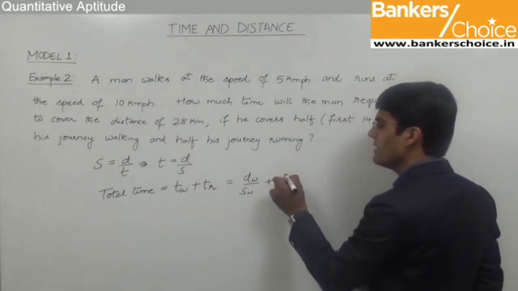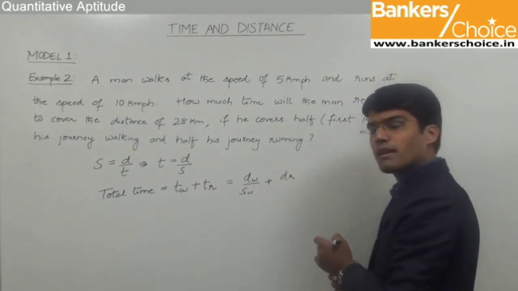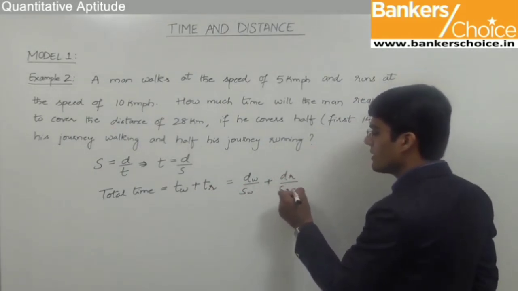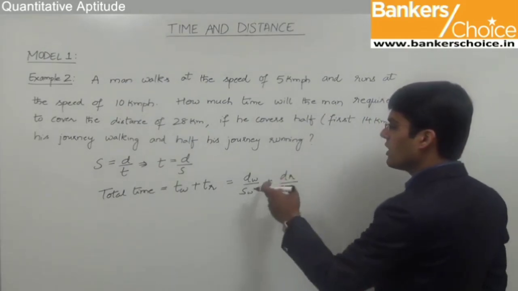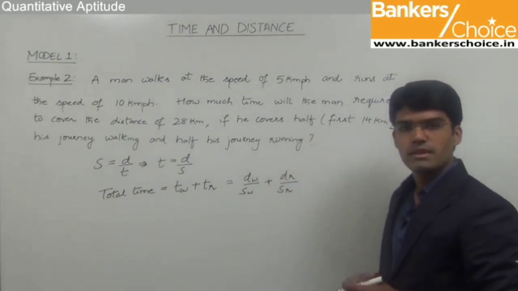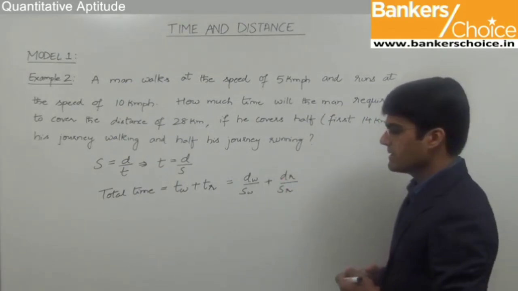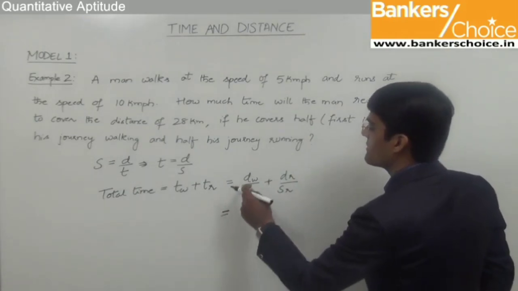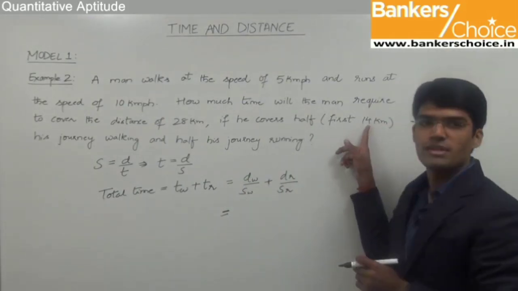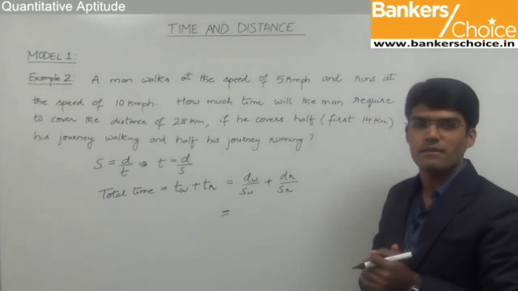So time for running will be the distance covered by running and the speed when the man runs. And we have got all these 4 values. So simply by substituting in this equation, we can get the required answer. We know that the distance which the man covers by walking is 14 kilometers. That is nothing but the first half of his journey.